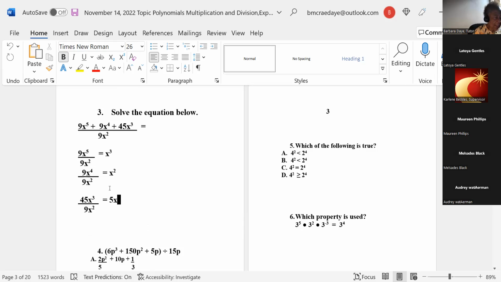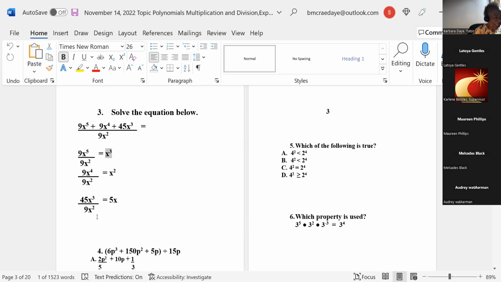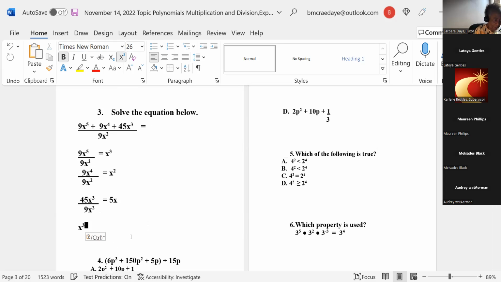How did we make that big mistake though? I said 5 into 5 is 45. Oh, I wrote the 9 instead of the 5. So you'd have x to the third, x to the second plus 5x. I said 5 times 9 is 45, and they put the 5. That's what I did.